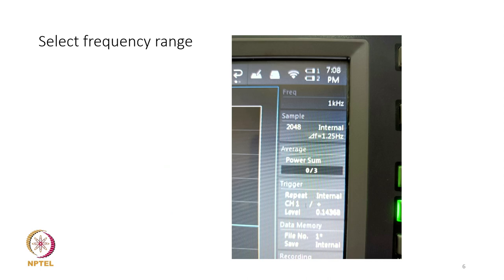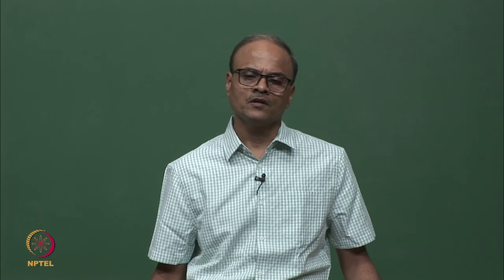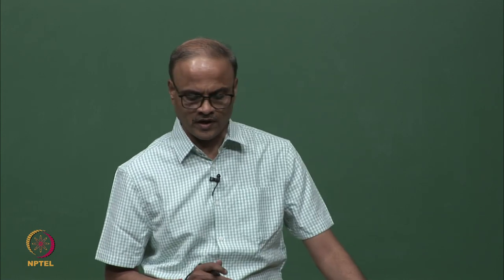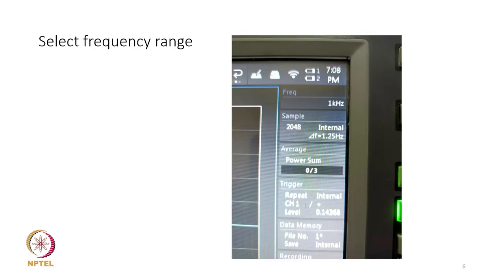The next setting relates to the selection of the frequency range of measurement. And as we said, we are interested to measure the FRF over a range of 0 to 1 kilohertz. So now this information has to be provided in the analyzer. So you can see here we have taken this 1 kilohertz here. So there would be several options.